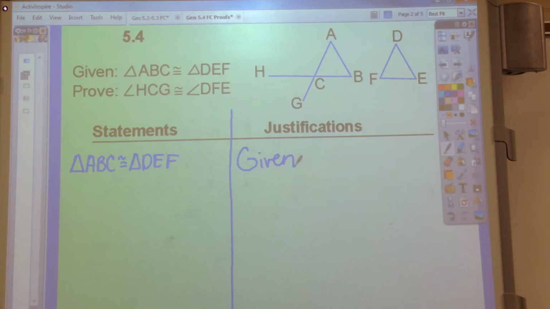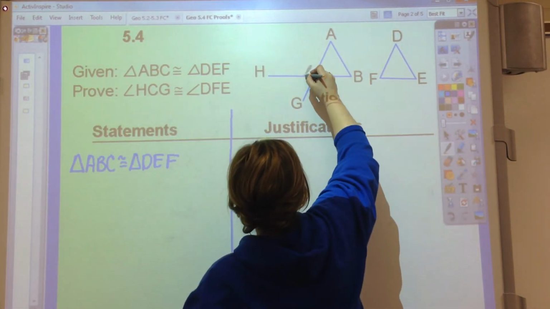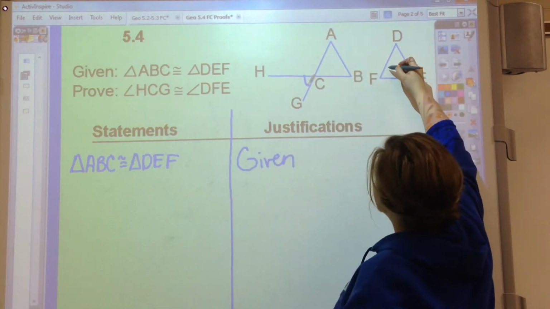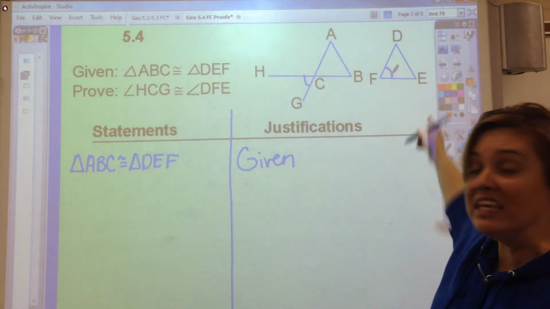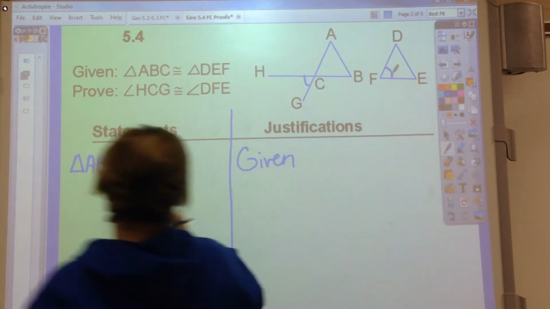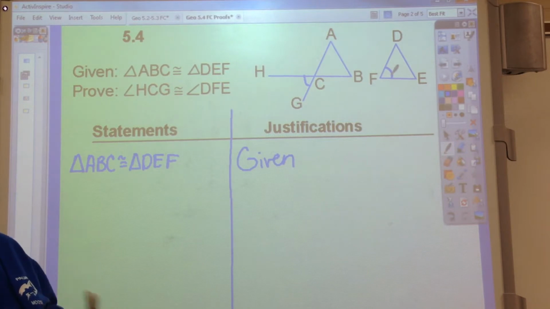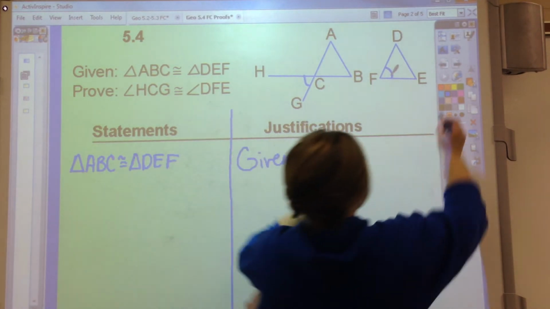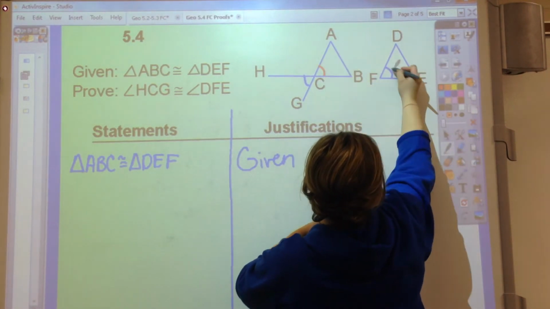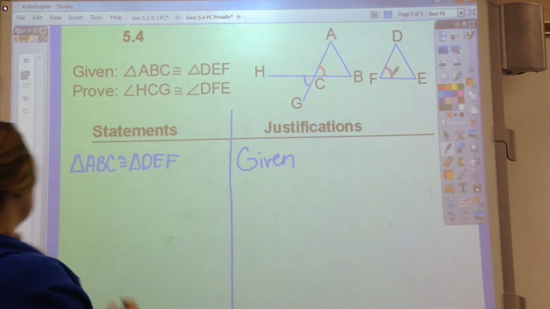So for this first proof, I went ahead and wrote down my givens already. I am given that triangle ABC is congruent to triangle DEF. What I want to prove is that angle HCG is congruent to angle DFE. So I'm going to start with the fact that I know that if my shapes are congruent, corresponding parts of congruent figures are congruent. That's actually the name of the theorem, right? So I'm going to start with the fact that I know that this angle and this angle are congruent. So that'll be my first step.